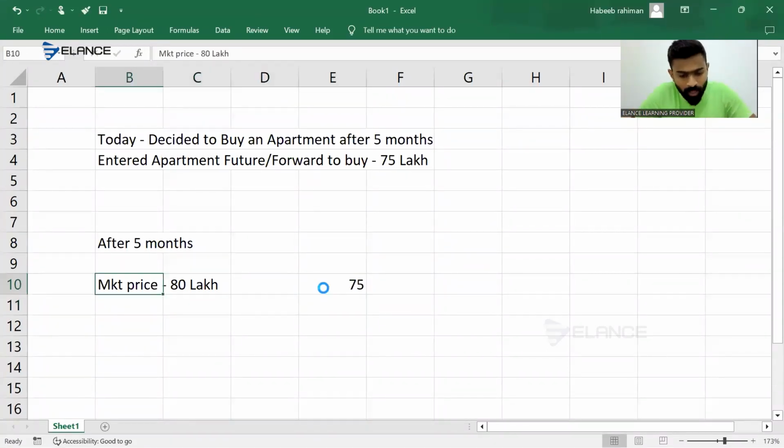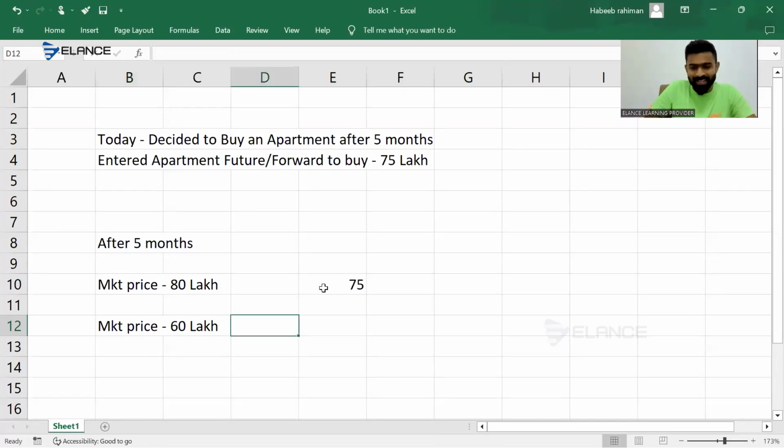Assume what if the market price reduced to 60 lakh? Oh my God. At this point, will we be happy or sad?